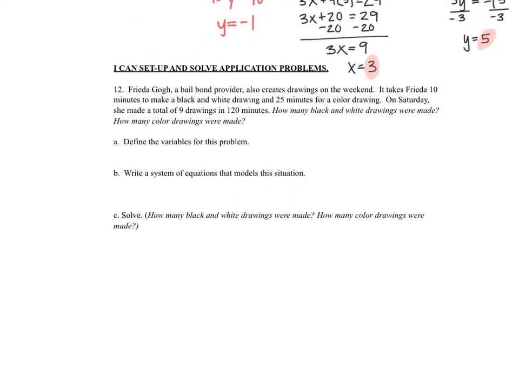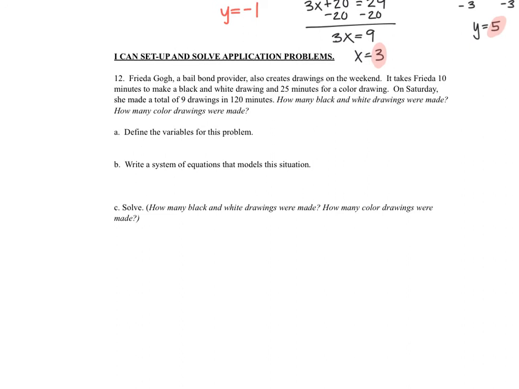Number 12. Free to go, a bail bond provider, also creates drawings on the weekend. It takes Frida 10 minutes to make a black and white drawing, 25 minutes for a color drawing. On Saturday, she made a total of 9 drawings in 120 minutes. How many black and white drawings were made? How many color drawings were made?